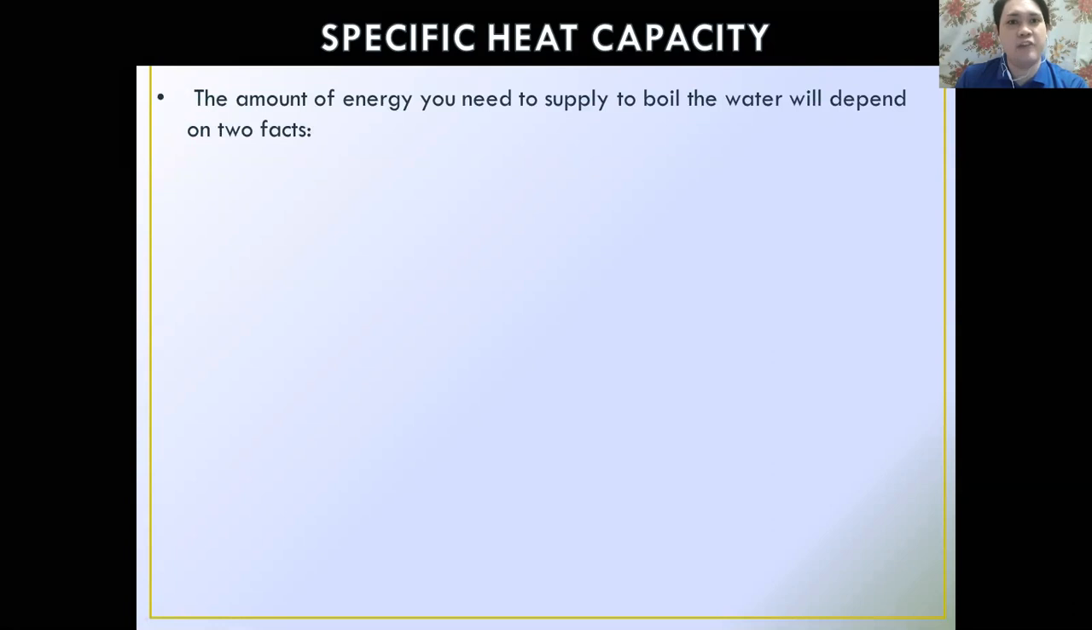Let's say the amount of energy you need to supply to boil the water will depend on two facts. Again, we can illustrate specific heat capacity with this example. What are these two facts? First, it will depend on the mass of the water. The mass of the water will affect the amount of energy you need to supply to boil the water.